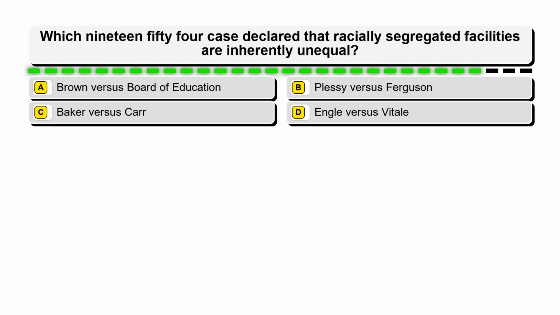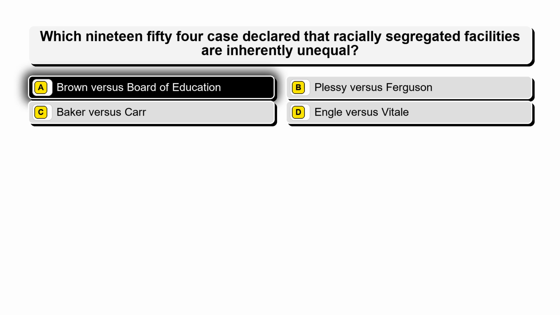Question 135. Which 1954 case declared that racially segregated facilities are inherently unequal? Option A, Brown v. Board of Education. Option B, Plessy v. Ferguson. Option C, Baker v. Carr. Option D, Engel v. Vitale.